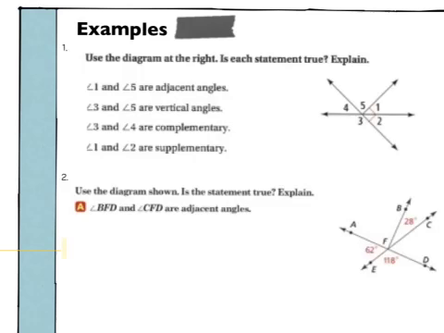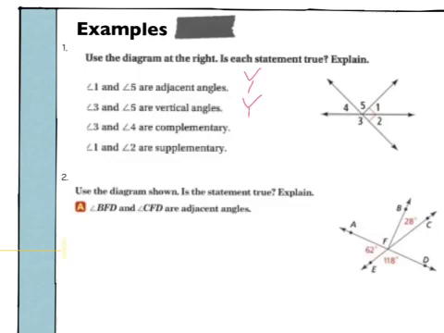All right, let's look at example number 1. It says, use the diagram at the right. Is each statement true? Explain. So number 1, A. Angle 1 and angle 5 are adjacent angles. So angle 1 is here and angle 5 is here. They are next to each other. They share a ray. So yes, they are adjacent. The next one, angle 3 and angle 5 are vertical angles. So here, if we look at angle 3 and angle 5, they share only a point. So yes, they are also vertical angles.